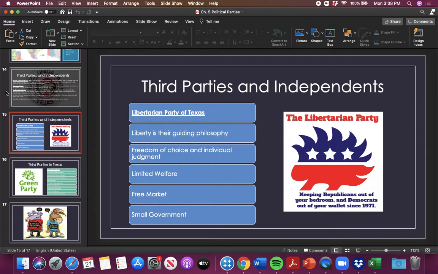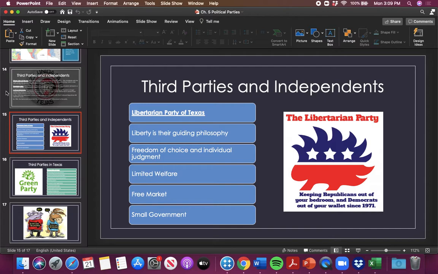Some of your most extreme libertarians believe that taxation is theft, but essentially they believe in the freedom of choice and individual judgment, that people should be able to make up their own minds whether something is good or bad for them, and the government shouldn't be involved in that decision. Now, some people do take this to the extreme, saying, oh, I don't need a driver's license to drive or a deed to own property and things like that.